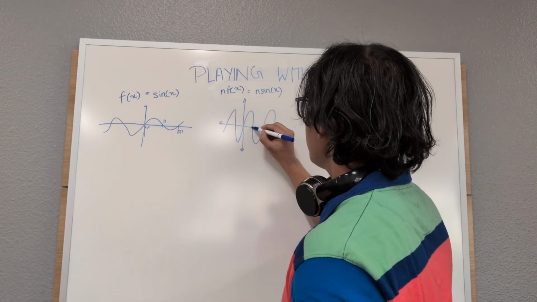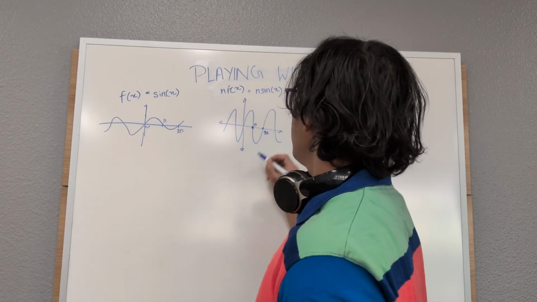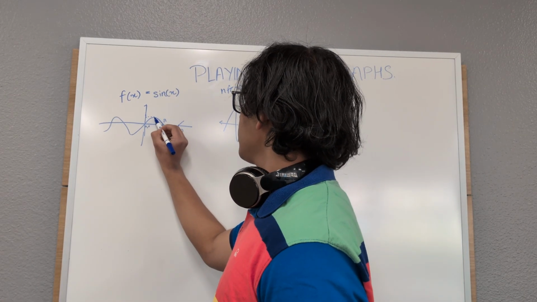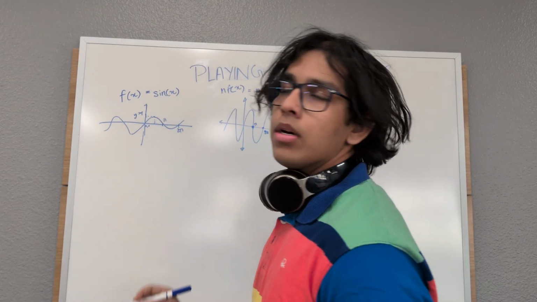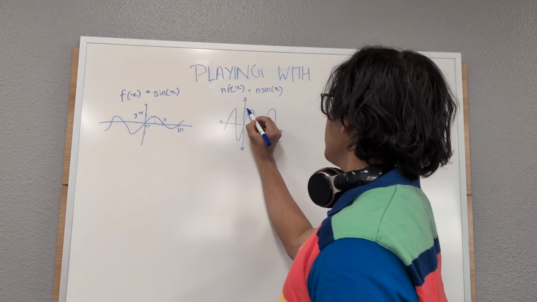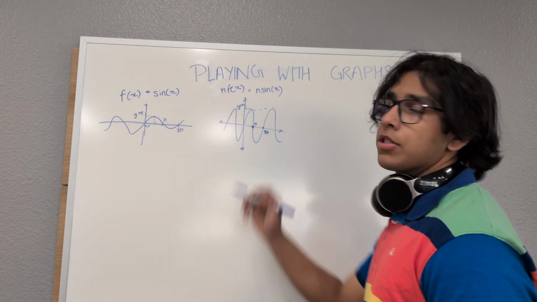So it would still meet this point at pi, still meet this point at 2 pi. But here, it was maxing out at pi by 2 at y is equal to 1. But here, it would be y is equal to n, the maximum of this function.